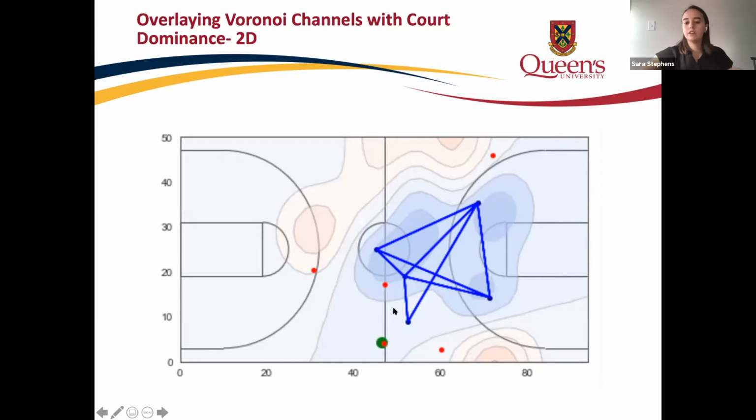I found it particularly interesting to note that the passing channels often fall in areas of dominance of the team, but that's not always the case. For example, you'll see in the animation in a second that sometimes the passing lanes will fall across the red area of dominance. I thought it would be really interesting to look at that and ask what it says about the strength of the pass overall, or perhaps even the accuracy of the Voronoi passing channel, given the context of a more or less discrete dominance.